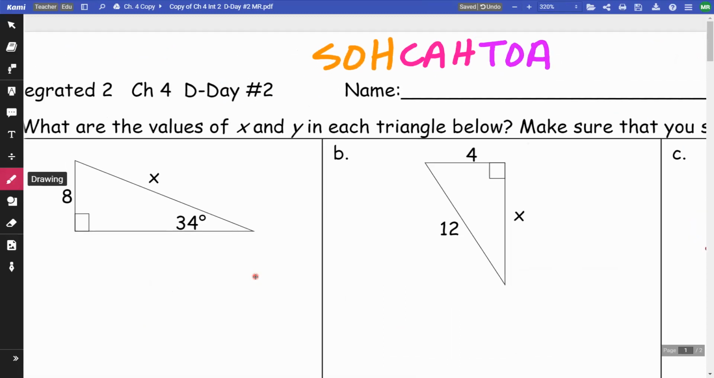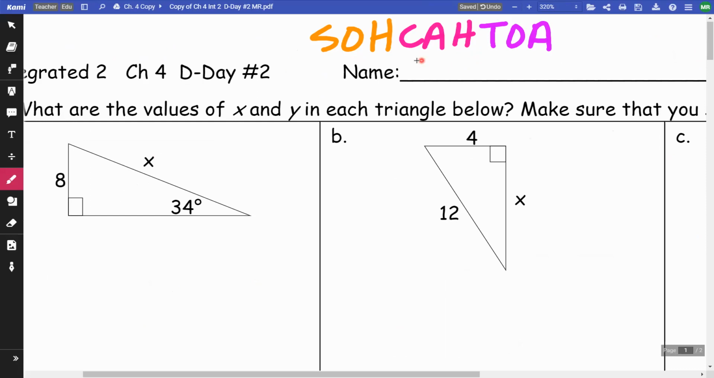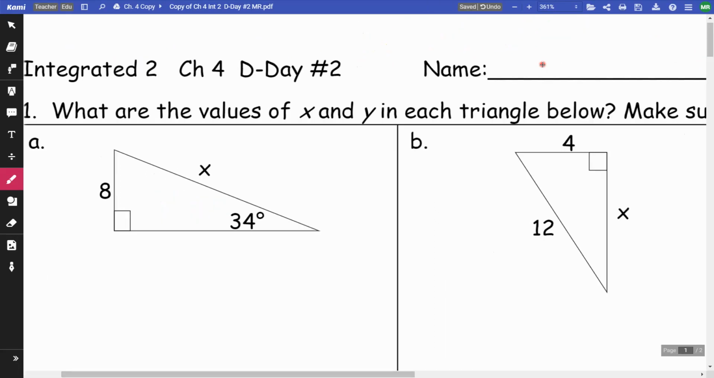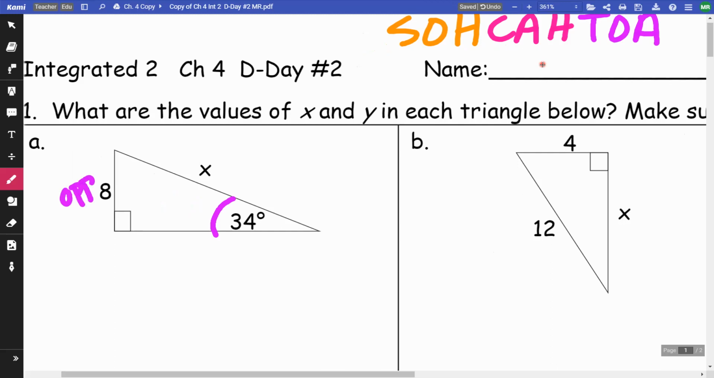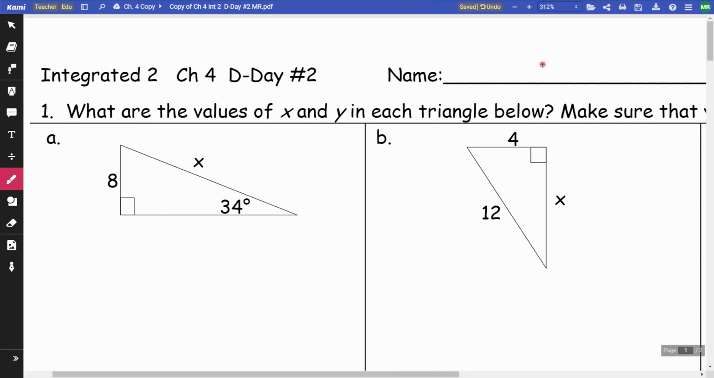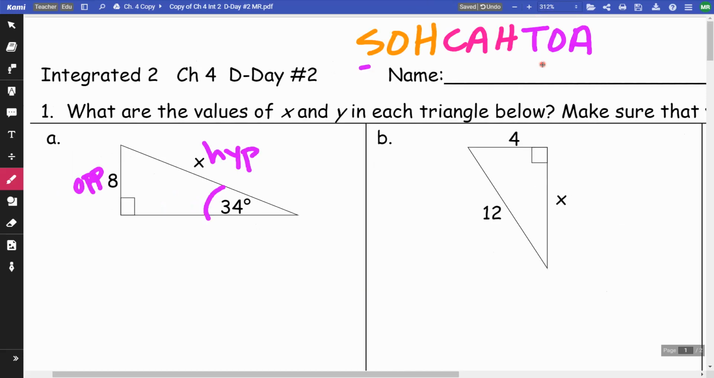So sine is opposite over hypotenuse. Cosine is adjacent over hypotenuse. Tangent is opposite over adjacent. So we always want to look and see the angle that we're at. From the 34 degrees, this is going to be opposite. This is going to be hypotenuse. So I am going to be using SOHCAHTOA. Okay. So I'm going to be doing sine of 34 degrees is equal to opposite over hypotenuse.